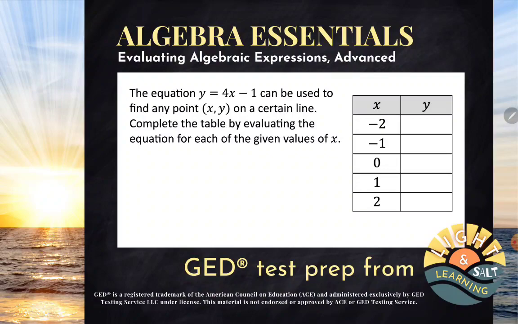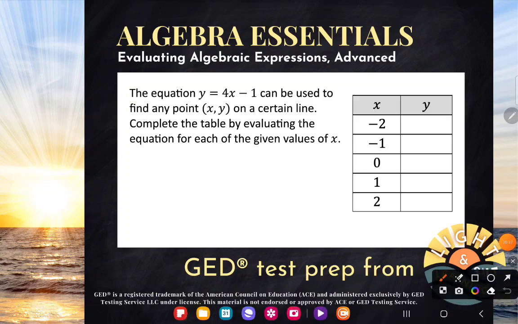It says the equation y equals 4x minus 1 can be used to find any point (x, y) on a certain line. Complete the table by evaluating the equation for each of the given values of x. And you might say, Kate, I don't know this. You told me you weren't going to teach me about lines until Unit 2. And you're right, I'm not.